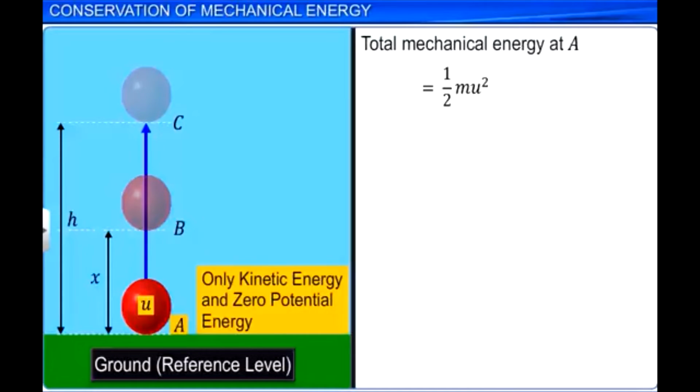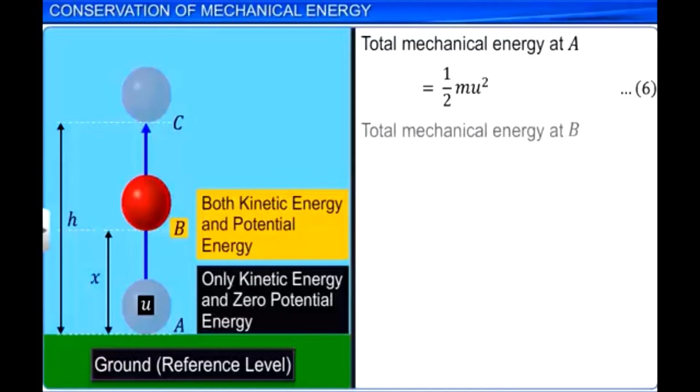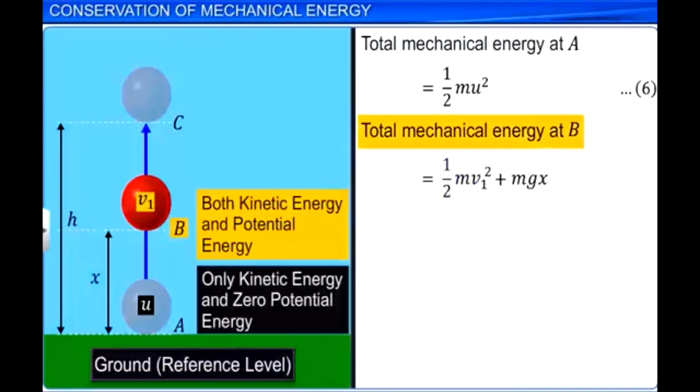Let this be equation 6. At point B, the body possesses both potential and kinetic energies. The potential energy is mgx and the kinetic energy is half mv1 square, where v1 is the velocity of the body at position B. Total mechanical energy at B is denoted by equation 7.